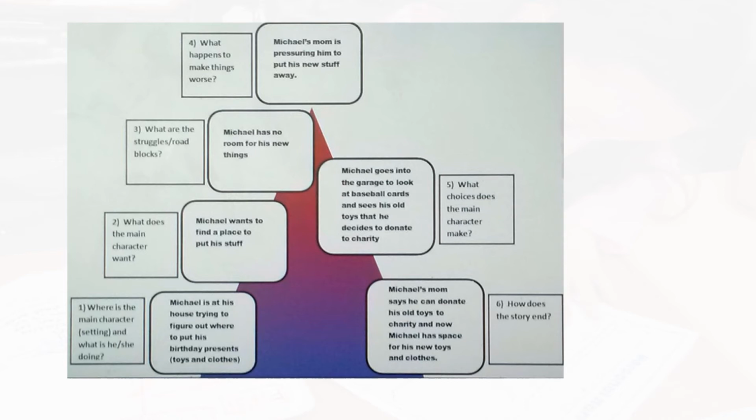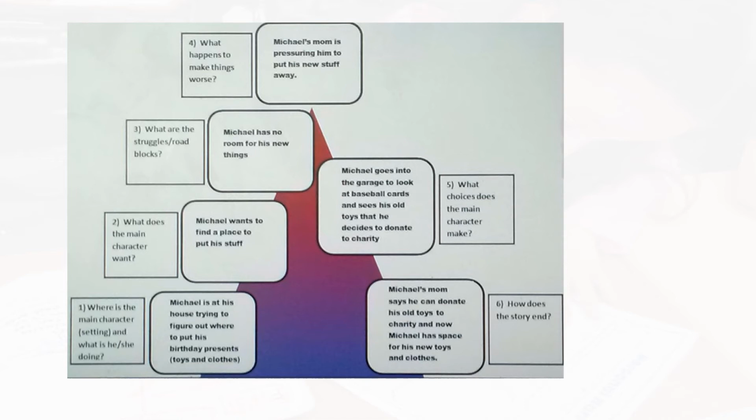Number 4 at the top of the mountain is the main struggle in the story. What happens to make things worse? Michael's mom is pressuring him to put his new stuff away. As we go down the mountain, what choices does the main character make? This is question number 5.